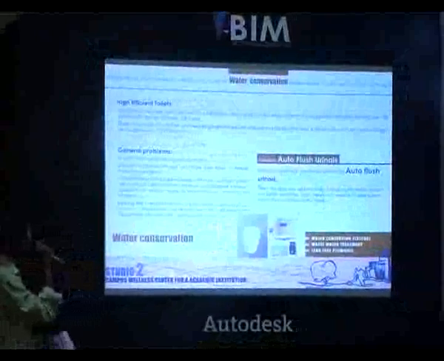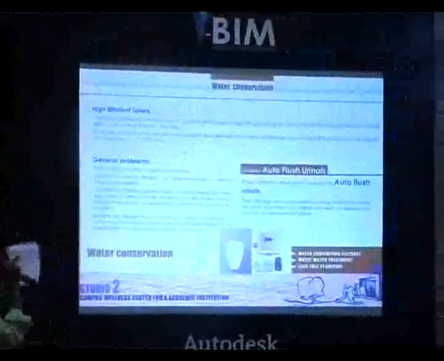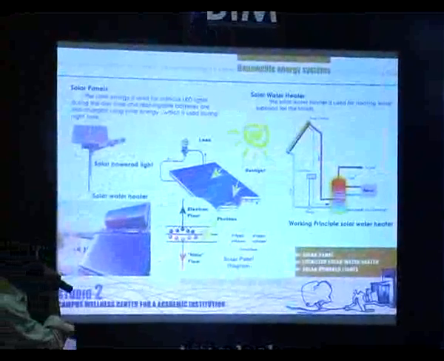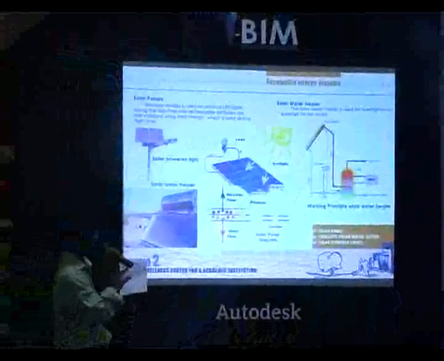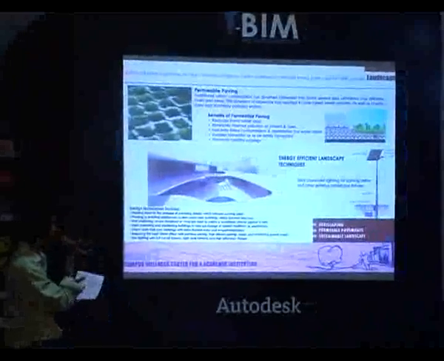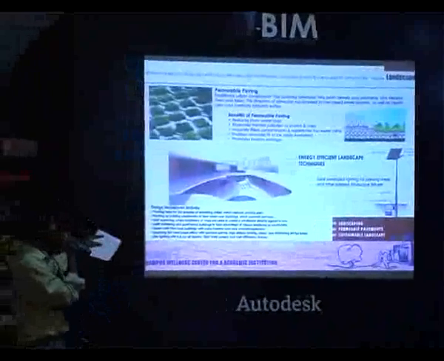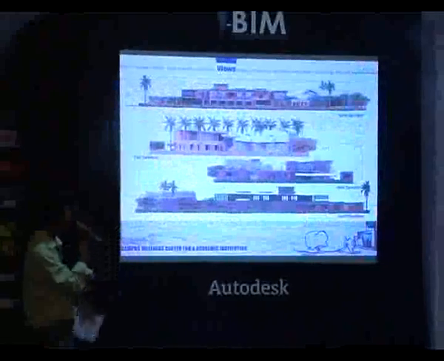High efficiency toilets are being used so that the amount of flush per gallon is reduced, and we can save up to 4,000 gallons per liter. We have a solar water heater, solar panels, and localized solar panels to reduce the cost of heating water. We have permeable pavement, and solar power lampshade lighting features.